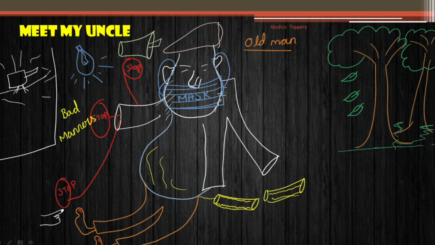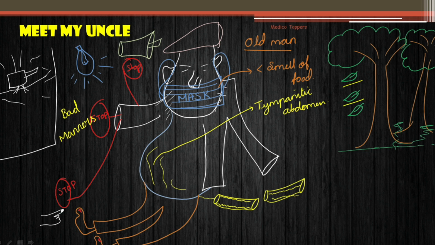So here you can see he had masked up just to avoid the smell of food, whatever it may be, he cannot tolerate. Here you can see his full abdomen, which is completely filled with air. So it is none other than the tympanic abdomen, which we were discussing. And here you can see the falling of leaf, which is indicating the autumn aggravation and autumnal dysentery. So here comes our dysentery.